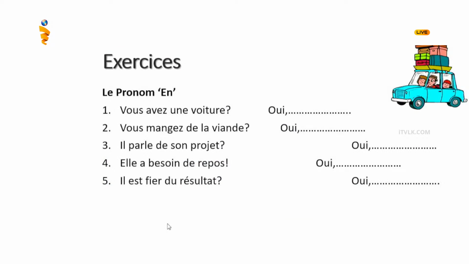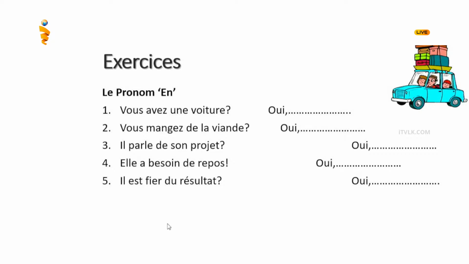Now we are going to look at some questions. There, you have to answer these questions using le pronom en. Look at the first example. Vous avez une voiture? If you want to give a positive answer, you have to use the pronoun en. We are going to replace une voiture by using en. Very good. Then you have to say oui, j'en ai une, because you have to repeat the article une. Oui, j'en ai une.